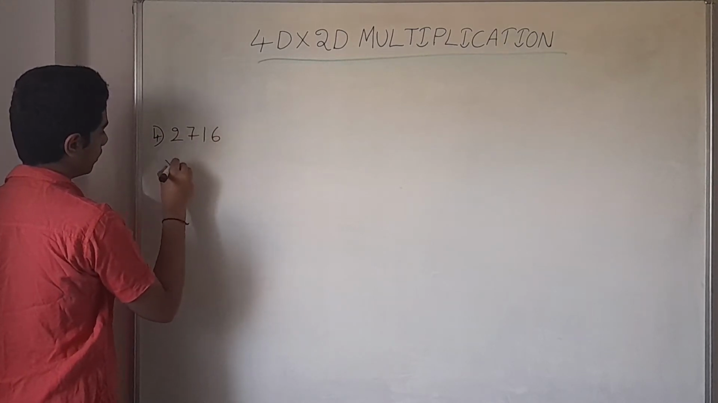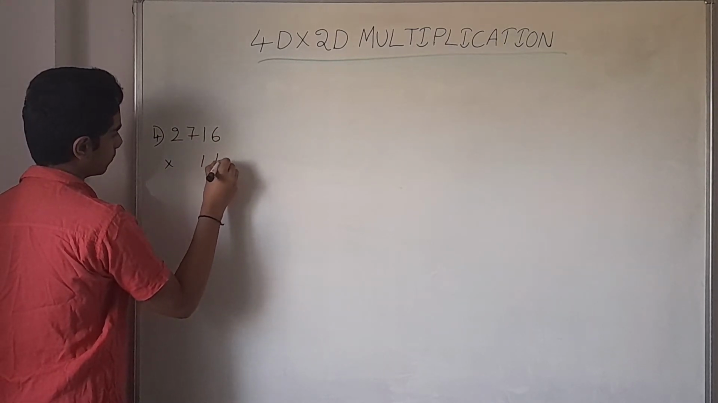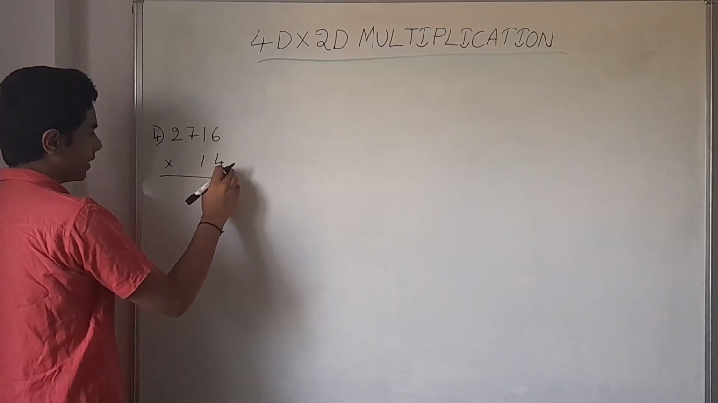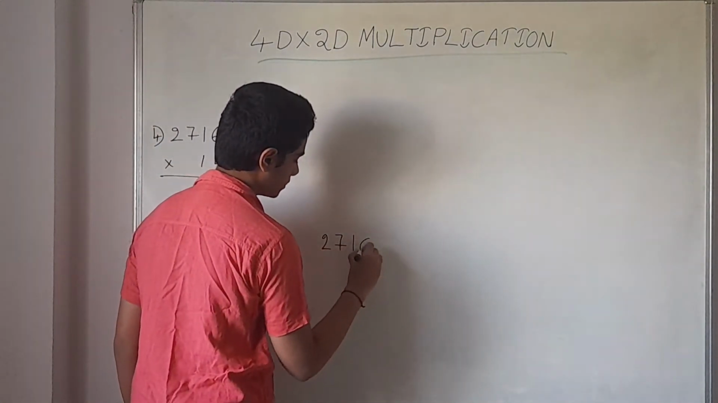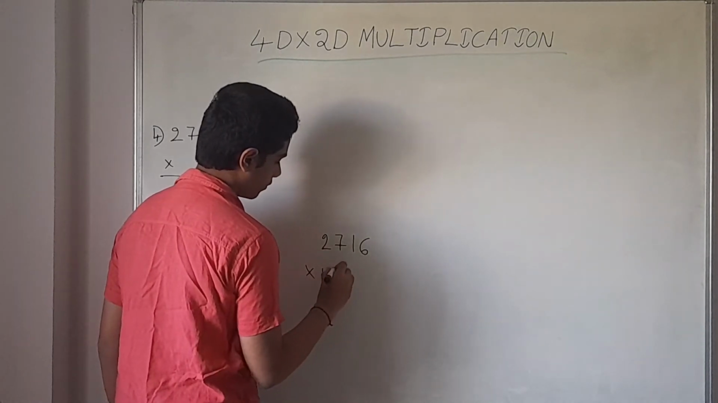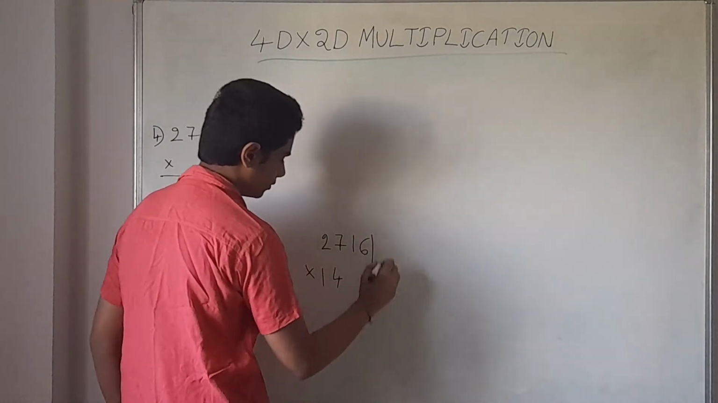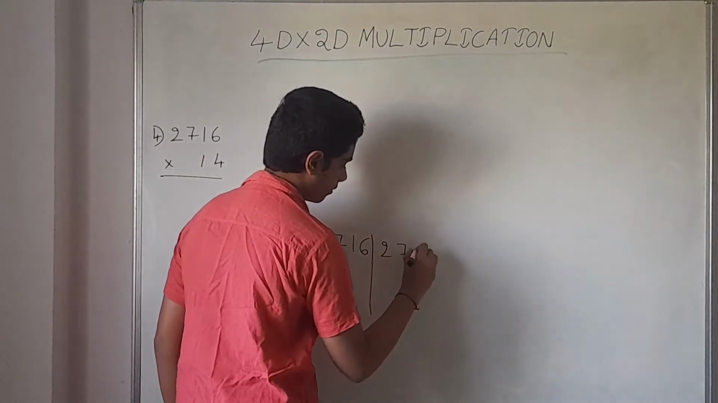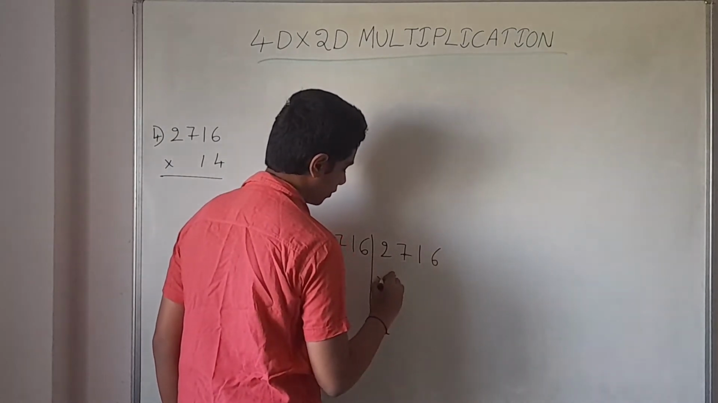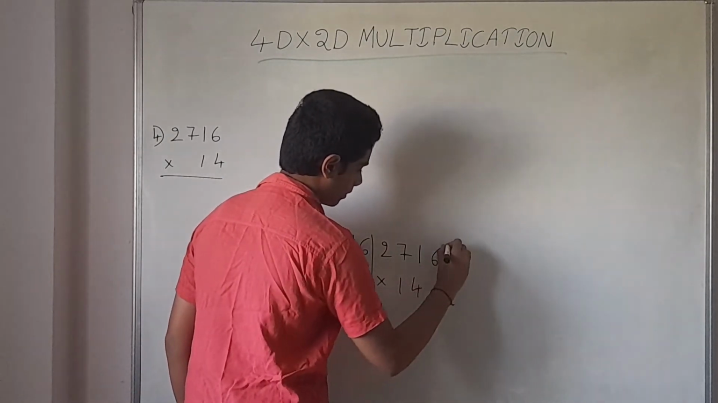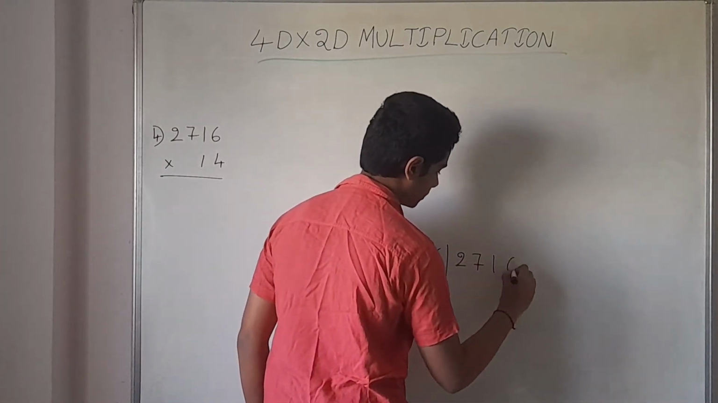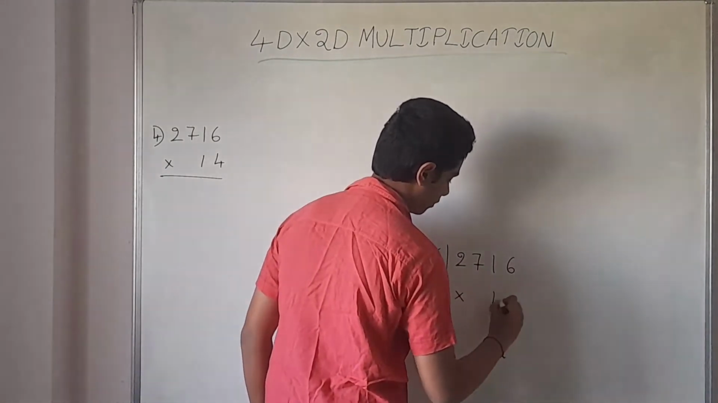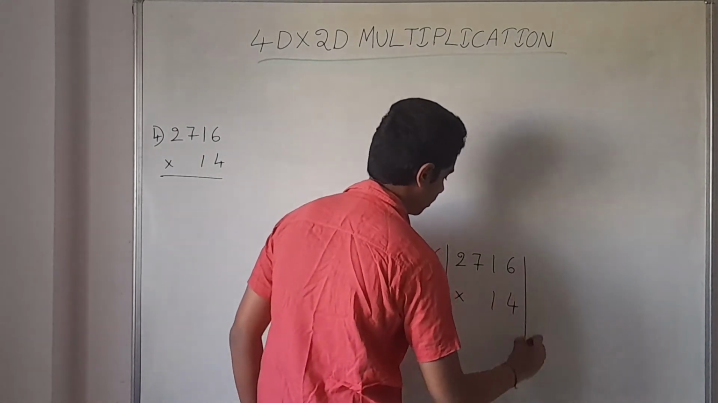2716 into 14. Now we should write this in 3 parts. In first part you should write 2716 into 14. In next part you should write 2716 into 14. In last part you should write 2716 into 14. And at last draw a line.